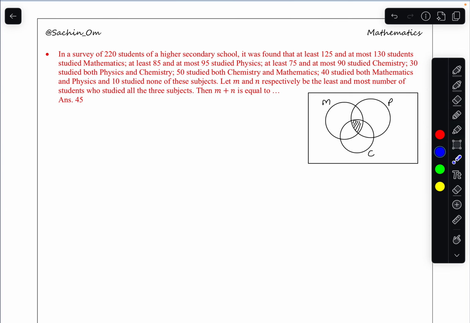So small m denotes the least possible value of the number of students who study all the three, and n is the opposite one, the maximum possible value. So let's write the information that is given to us.